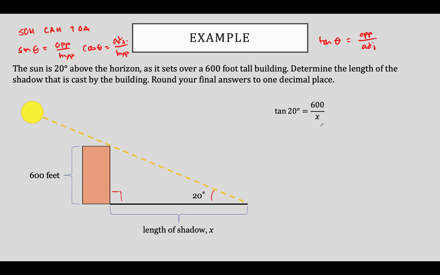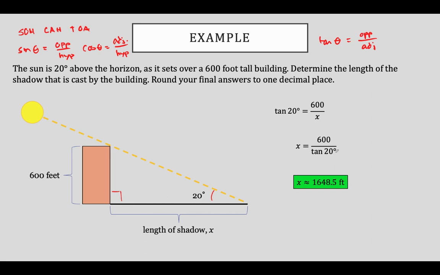Well, to solve for x, we're going to multiply both sides by x and divide by tangent of 20 degrees, giving us x is equal to 600 divided by the tangent of 20. We then plug this into our calculator to get our final answer. x is approximately 1,648.5 feet. Notice that when you plug this into your calculator, make sure your calculator is in the proper mode.